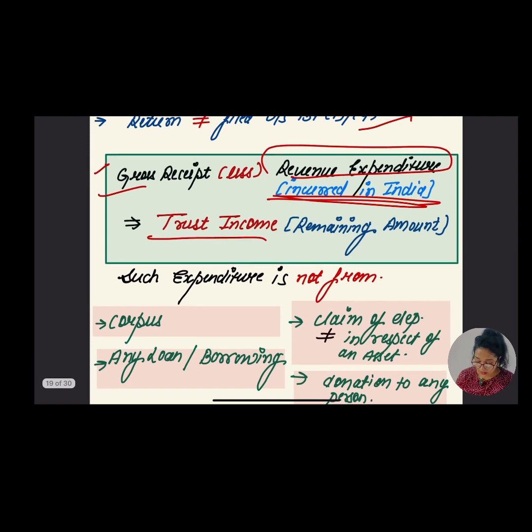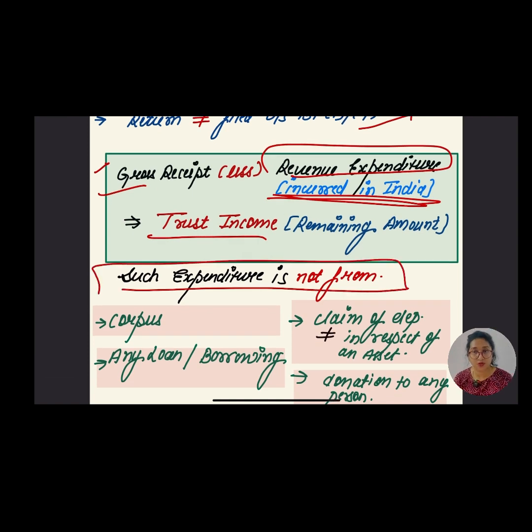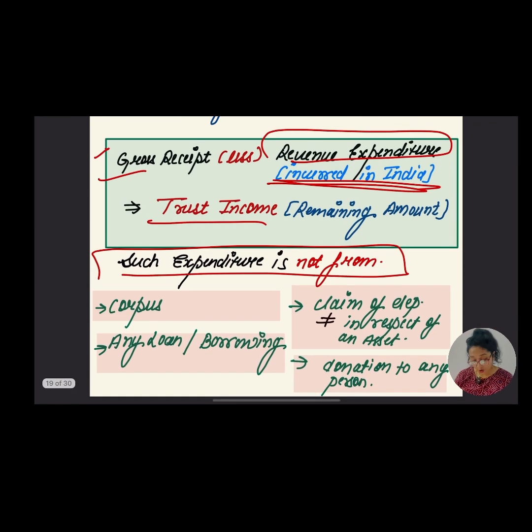First of all, that expenditure should be revenue expenditure, but with that there are 4 more things to be mentioned. This expenditure should not be from the corpus, or any loan or borrowing, or any claim of depreciation in respect of any asset, and donation to any other person. These expenditures are not going to be allowed, not deductible. Corpus, loan and borrowing, depreciation, donation to any other person. Hope you get my point.